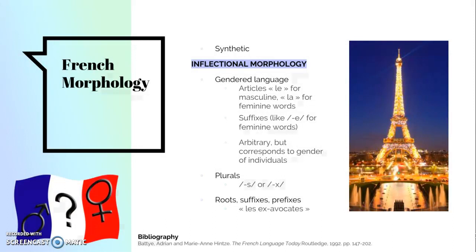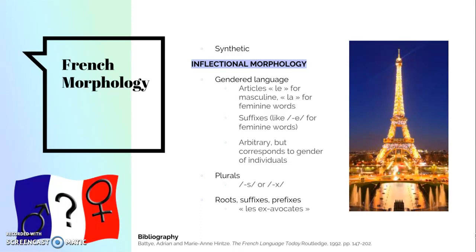French morphology. The French language is highly synthetic and highly inflective compared to English. A large aspect of this is due to the fact that French is a gendered language, so nouns either have masculine or feminine genders. This is represented with the type of article that precedes the noun, le for masculine, la for feminine, as well as certain suffixes such as the addition of an e for feminine words.